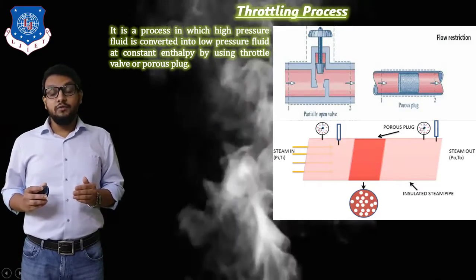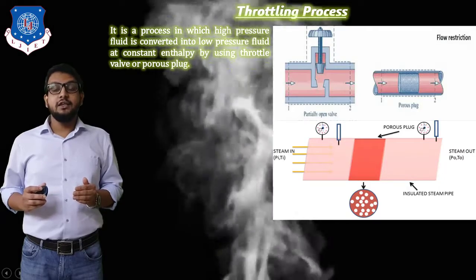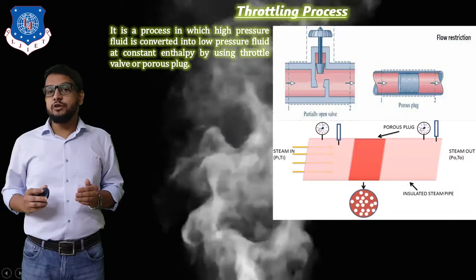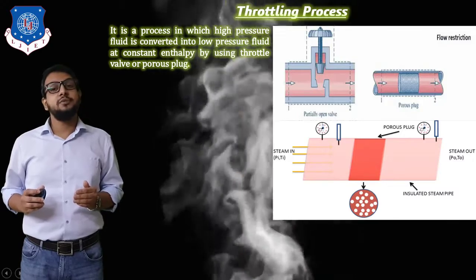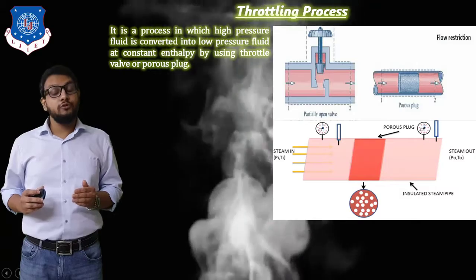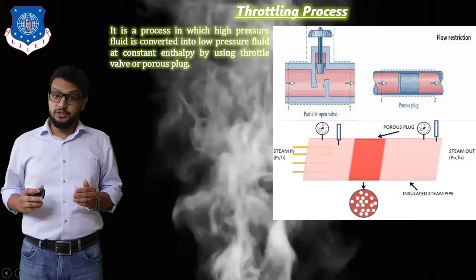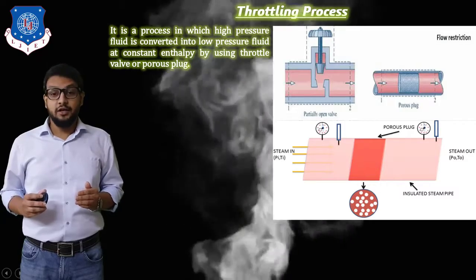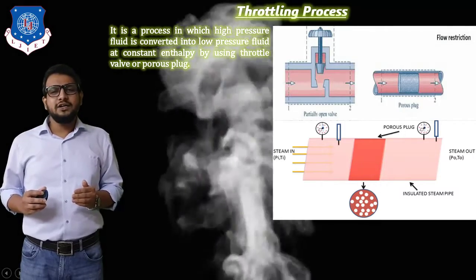Now how are we going to achieve this? We will see that based on two concepts: first is Bernoulli's equation and second is the continuity equation. And we are also going to use the first law of thermodynamics for an open system to understand how we are going to achieve constant enthalpy. So first of all, let us understand the diagram.